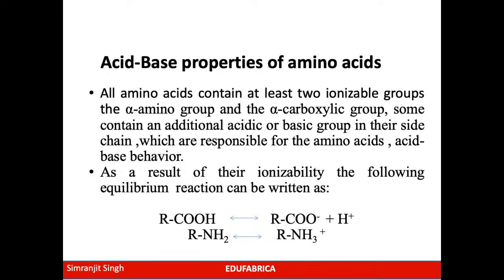That is the alpha amino group and the alpha carboxylic group. Some contain an additional acidic or basic group in their side chain, which is responsible for the amino acids' acid-base behavior. As a result of their ionizability, the following equilibrium reaction can be seen. The carboxylic group is attached to the alkyl group, and then the H+ ion is removed, and the amino group NH2 becomes NH3+.